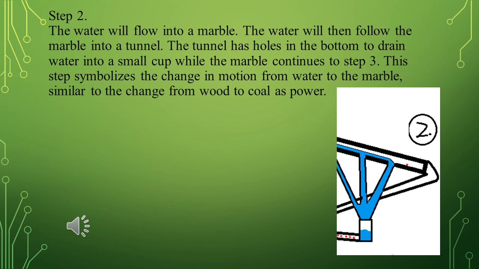Phase 2. The water will flow into a marble, putting it in motion. The water will then follow the marble into a tunnel. This tunnel has holes in the bottom to drain water into a small cup, while the marble continues to step 3. This step symbolizes the change in motion from water to the marble, similar to the change from wood to coal as power.